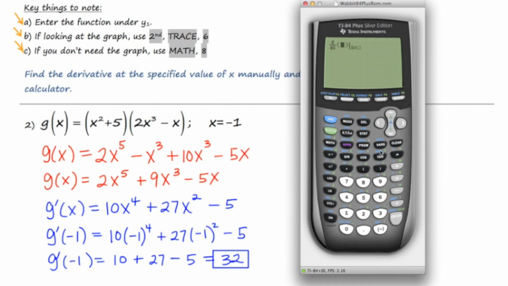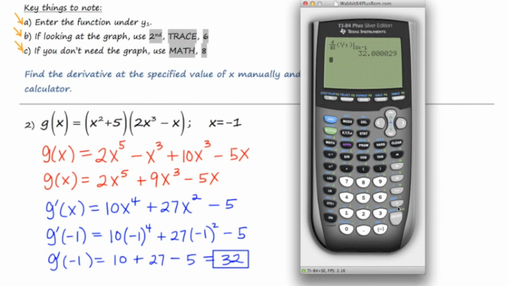And the function that I'm taking the derivative of is called y1, which is going to be vars, y-vars, function, y1. And I want to evaluate this function at an x value of -1. Now hopefully when I press enter, we'll see 32. And we do, with that little 29 at the end, which we're going to ignore.